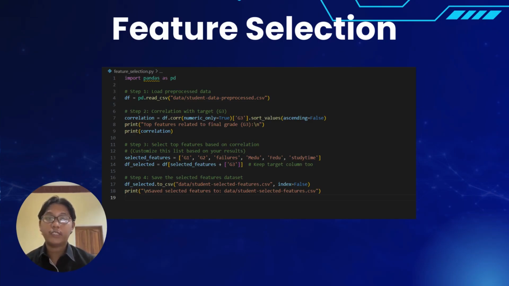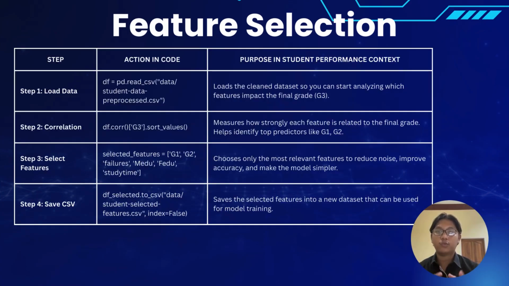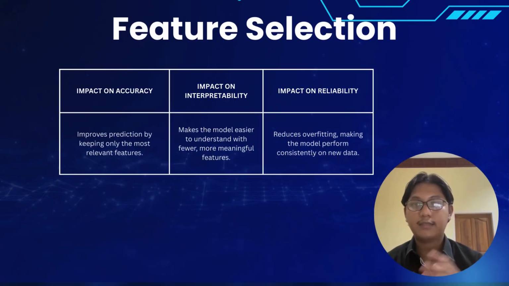Next, we move on to feature selection. After pre-processing is done, we perform feature selection to keep only the most important predictors. Using correlation analysis with the final grade G3, we identify top features like G1, G2, failures, Medu, and study time. After that, we created a new dataset with just these selected features, so that this helps us make the model more accurate, reduce overfitting, and improve transparency for educators who will use this model.